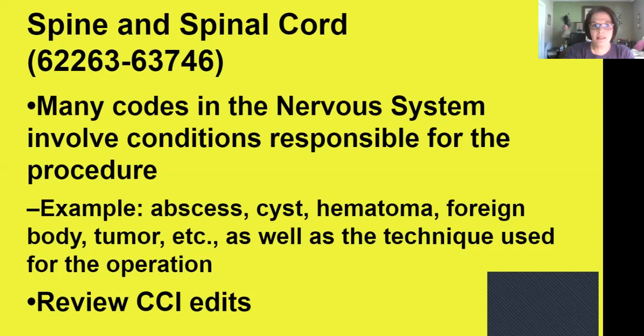Spine and spinal cord, 62263 through 63746. Many codes in the nervous system involve conditions responsible for the procedure, for example, abscess, cyst, hematoma, foreign body, tumor, etc., as well as the technique used for the operation. Remember, you need to review your CCI edit.